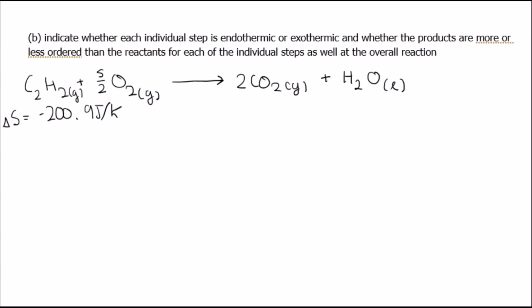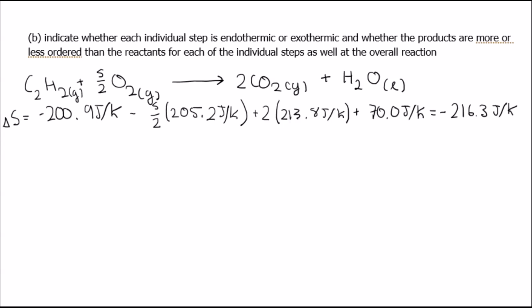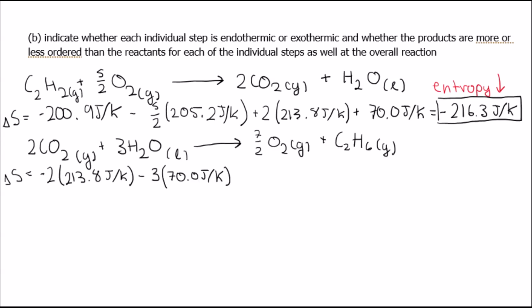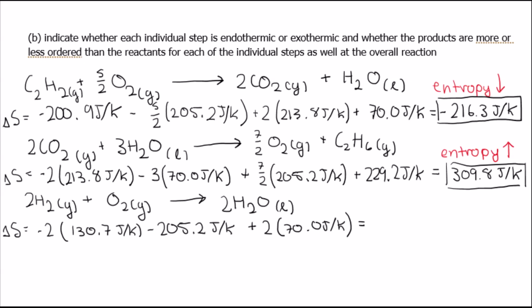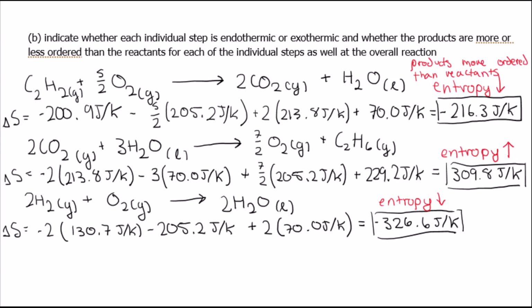So here's the first one. We're going to find those values in the book. If it's a reactant, it's going to be negative. Remember, products minus reactants. And we're also going to make sure that all those coefficients are multiplied in, add up the values, and this is a negative value of entropy, meaning entropy is decreasing. Do the same thing for that second equation, add up all those values, and entropy is a positive value, meaning entropy is increasing. Same thing for the last one, add up all those values, and entropy is a negative value, meaning entropy is decreasing.